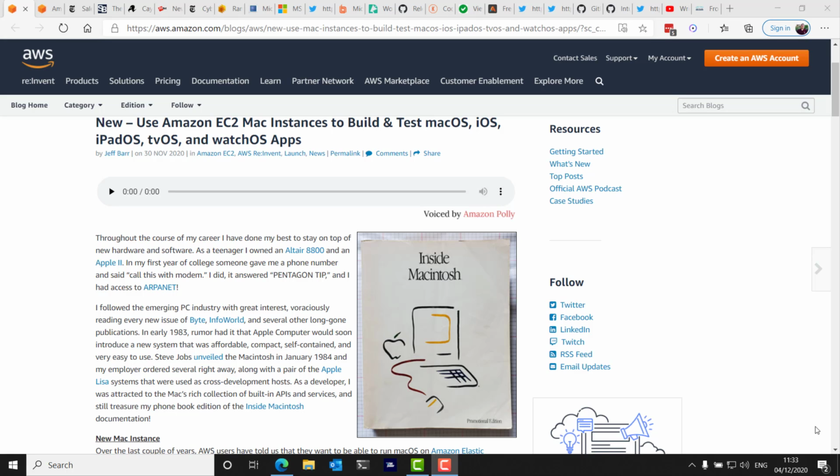The instances are said to feature an 8th generation 6-core Intel Core i7 Coffee Lake processor running at 3.2 GHz with turbo boost up to 4.6 GHz. There's 32 gig of memory and access to other AWS services that include Amazon Elastic Block Store, Amazon FSx for Windows File Server, Amazon Simple Storage Service, AWS Systems Manager, and more.